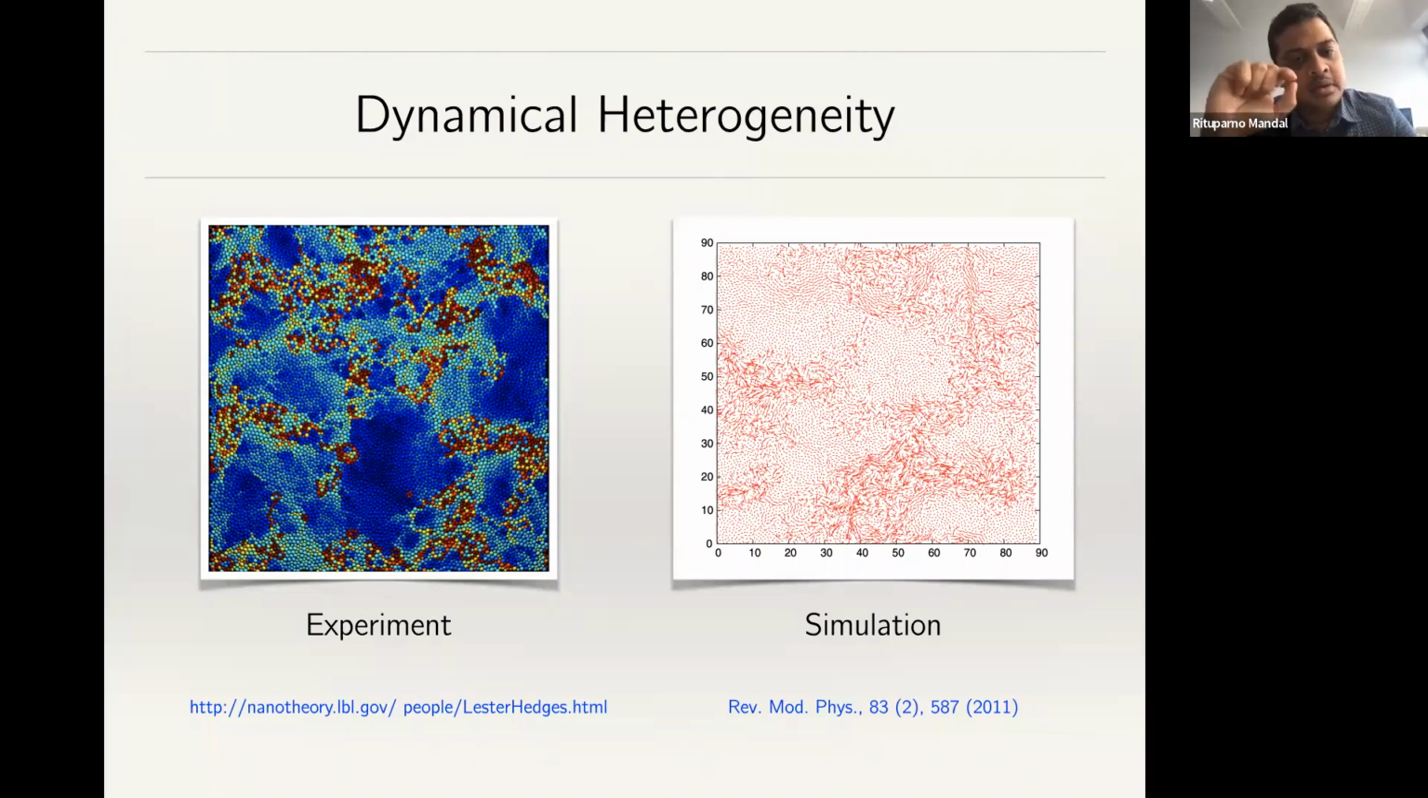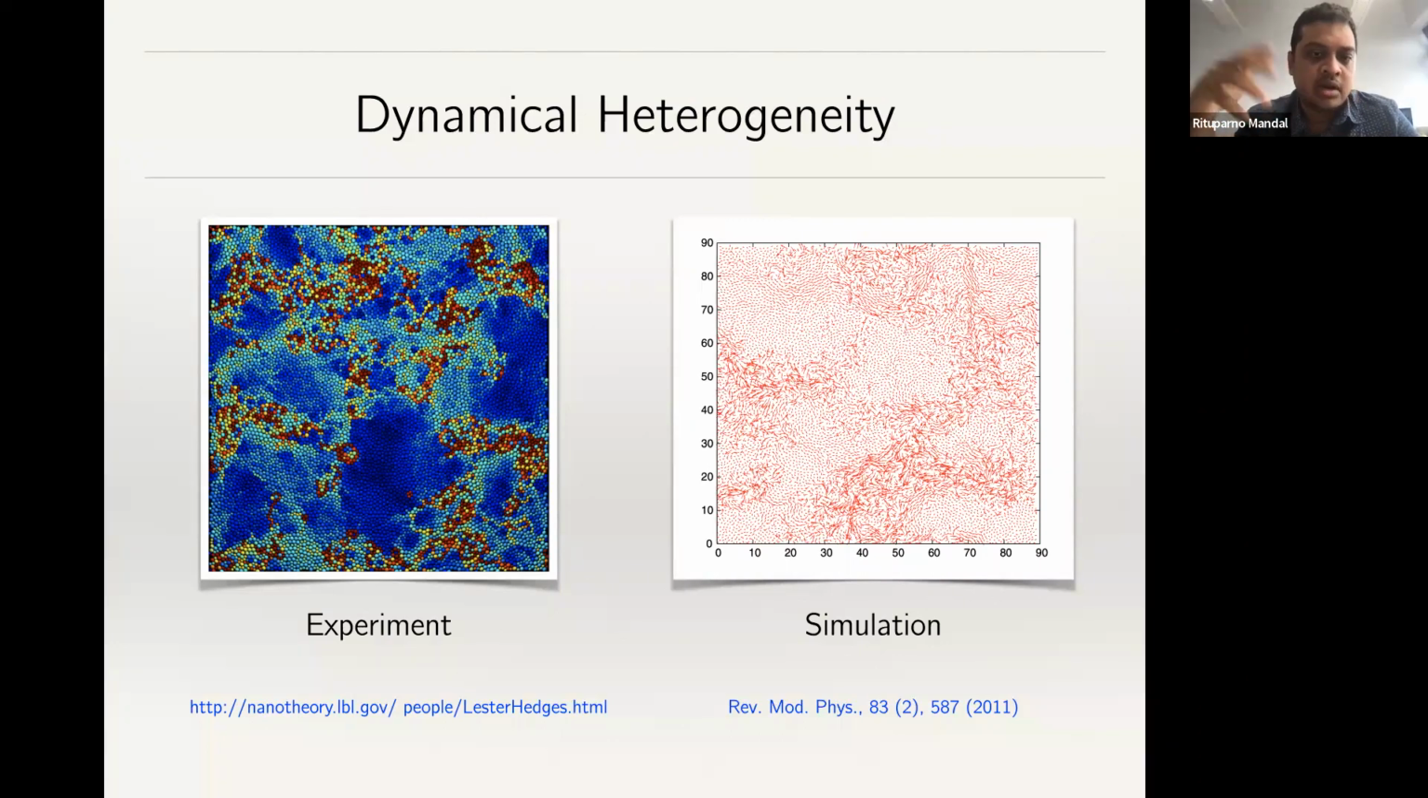The bluish color represents small displacement, and the brown or reddish color represents large displacement. So naturally, what you can infer is that all the slow particles are clustered in space, and all the fast particles are also clustered in space. So there is a phase separation kind of thing happening between the fast and the slow particles. By this, I don't mean that there are particles which are perpetually fast or perpetually slow. The identity of them also switches over time.